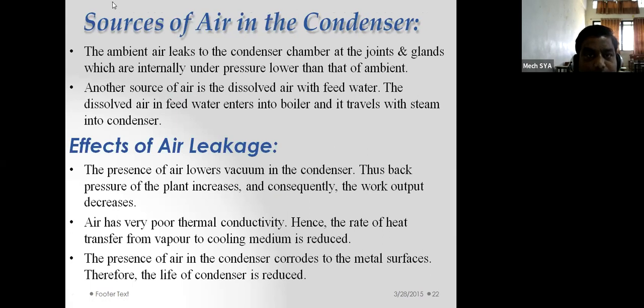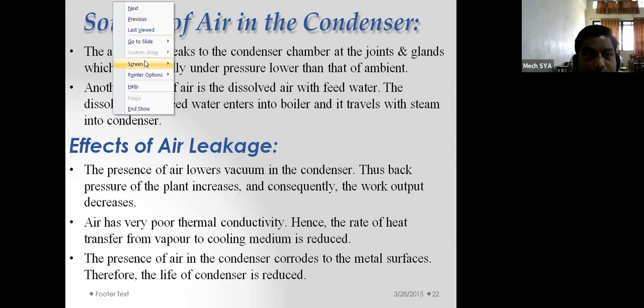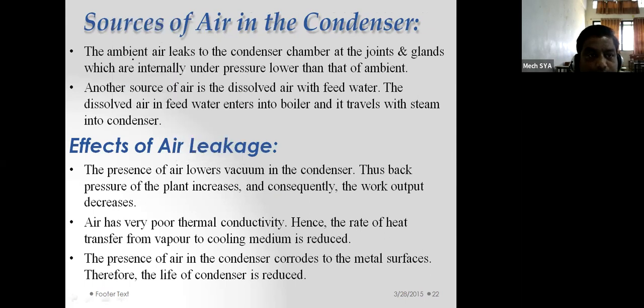Then, sources of air inside the condenser: how is air going to enter the condenser? Ambient air leaks into the condenser chamber at the joints. I told you, joints and glands, which are internally at pressure lower than the ambient, so leakages may happen. Another source of air is air dissolved in the feed water.